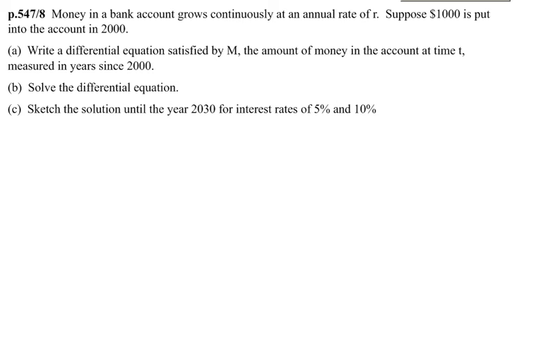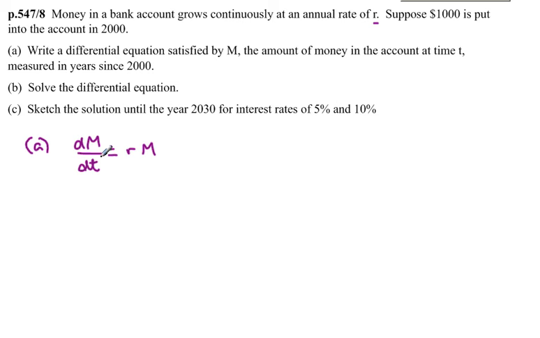In part A, we are asked to write a differential equation satisfied by M, the amount of money in the account at time t, measured in years since 2000. When we're writing a differential equation, that means we have a derivative, and it's going to be dM/dt. We're interested in how the amount of money changes over time. It changes according to the interest rate, which in this case is R, and we simply take R times M, and that tells us how much it changed. So we've written our differential equation.